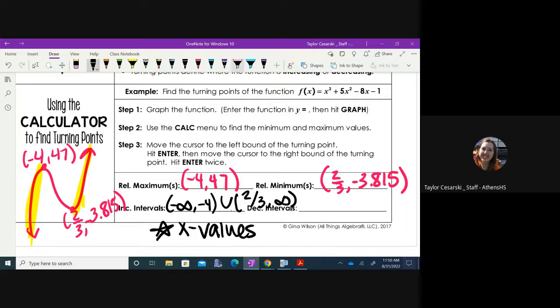So the decreasing interval is what's left over. There's no constant here. So that's going to be from negative 4 to 2/3. We are always going to use parentheses to represent increasing and decreasing intervals because technically at those points, it's neither increasing nor decreasing. So always parentheses meaning not included. All right, so we're going to do one example where you put this all together.